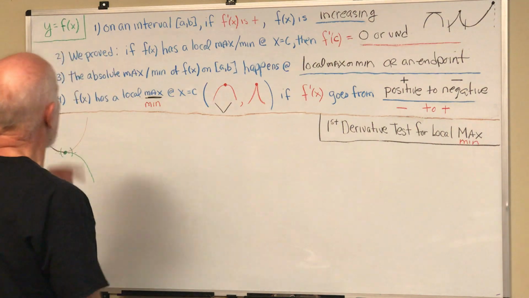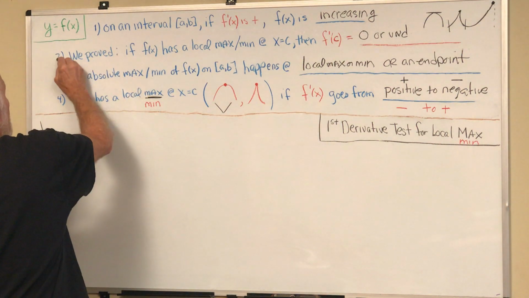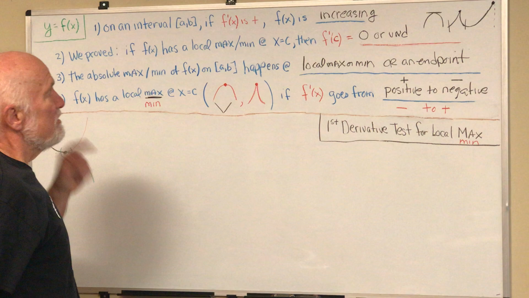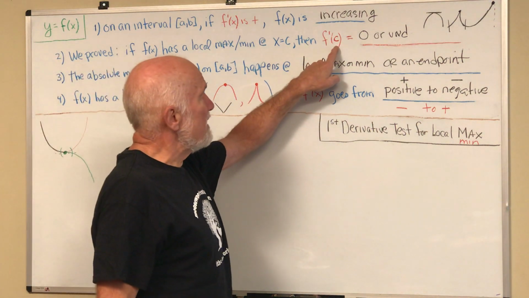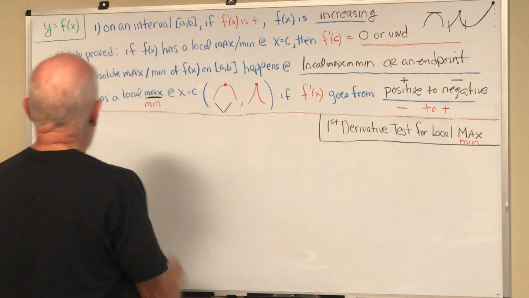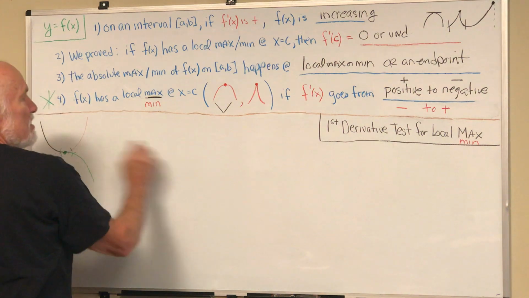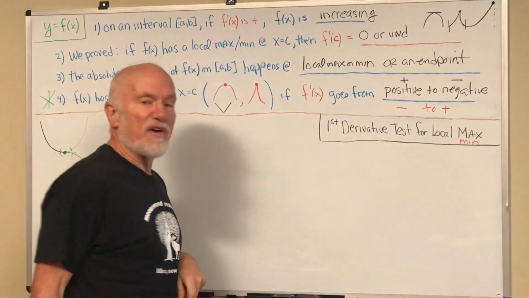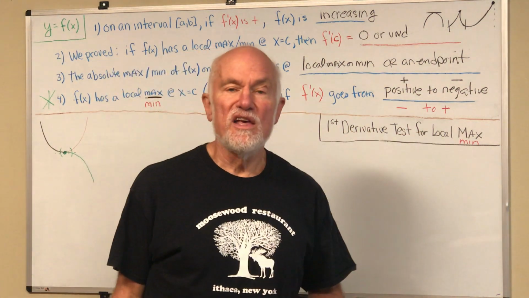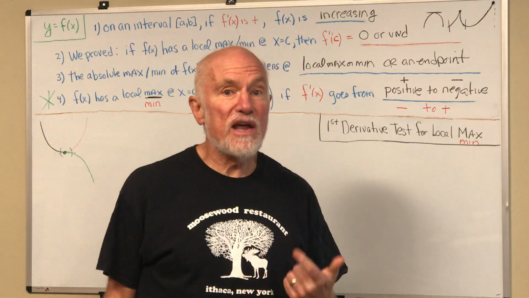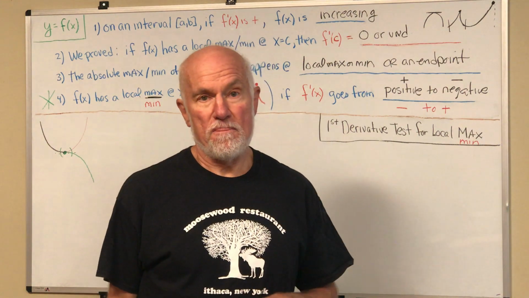So we have to know, yes, a zero derivative is good to find possible local maxes or mins, but we really have to go to the first derivative test to find out which one of the two it is once we find it, because it might turn out to be neither.